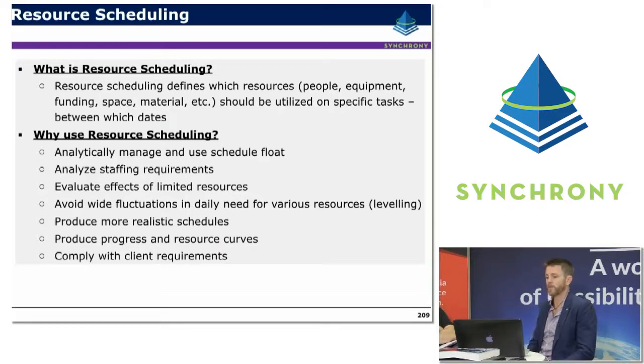You can avoid wide fluctuations in the daily need for various resources. So if you have a project team and you don't want to have them grow very big and then have to let go of people, you'd rather have a good, consistent, stable team of people. It really helps create that profile for the project manager so that he can give them confidence in the project and create a plan that's likely to be more achievable and create that greater stability for the team as well. It enables us to produce more realistic schedules.